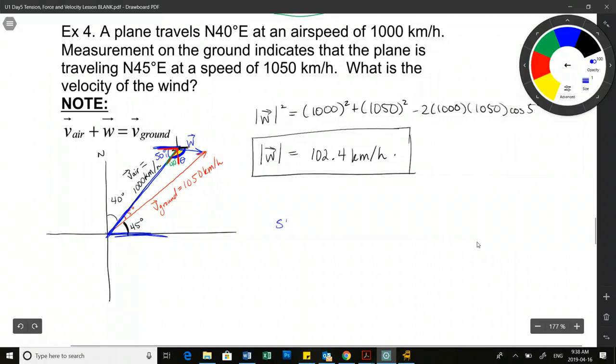So sine of theta over its opposite side, which is 1050, should equal, and I think we have only one other side and angle pairing, which is 5 degrees over 102.4. So we're going to multiply up the 1050 and do the sine inverse.